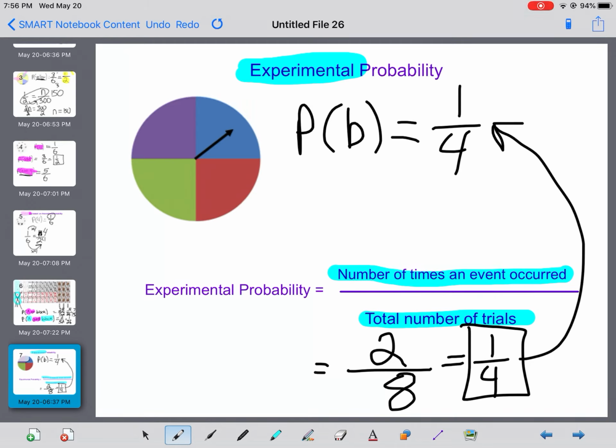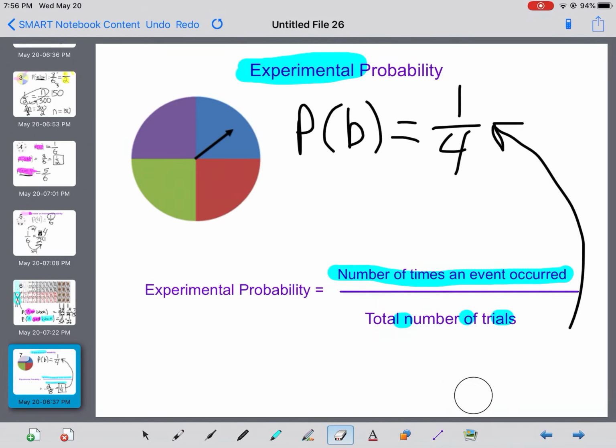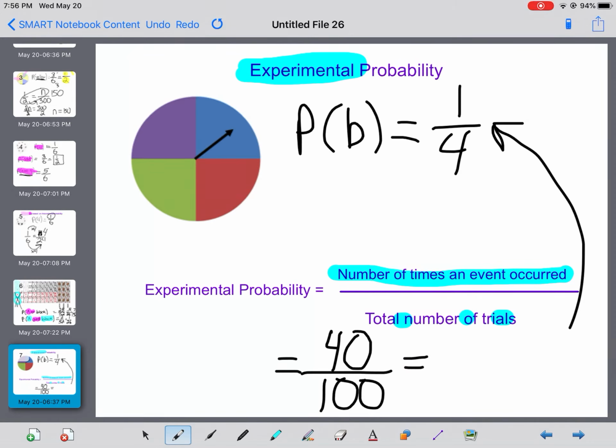Okay? So I could spin my spinner, and let's make it a bit more interesting. Let's say I spin it 100 times. Okay, so that's the number of trials. So I sit there with my spinner, I spin it 100 times. And I notice that I actually land on blue 40 times out of 100, which we can simplify to 4 out of 10. We can simplify that to 2 over 5. So in this case, my experimental probability does not match theoretical, but that's okay, because just because it could happen in theory doesn't mean it will exactly happen.